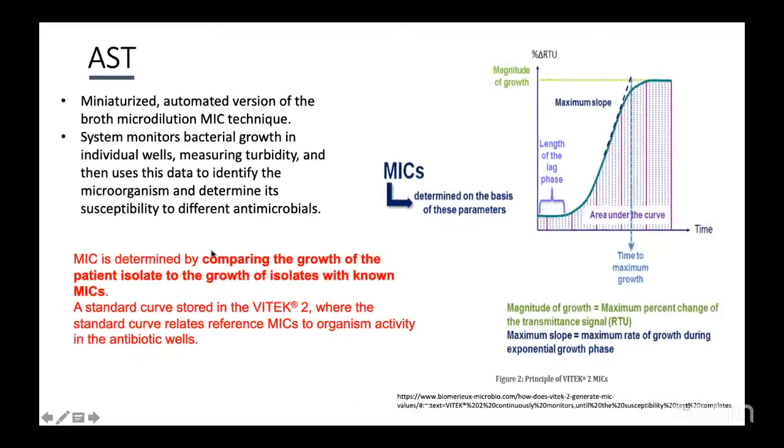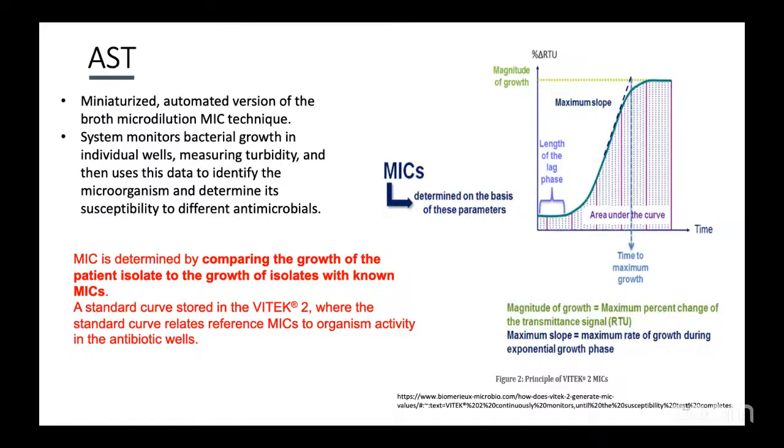Similarly, AST is again a miniaturized version of the broth microdilution MIC technique. Now, it is based on the MIC technique, but it does not mean that it is giving you a true MIC. The system monitors the bacterial growth in these wells. You can see there are 64 wells and then there are 16 antibiotics. So you cannot have more than 4 wells for each antibiotic. That means you can't have more than 4 dilutions.